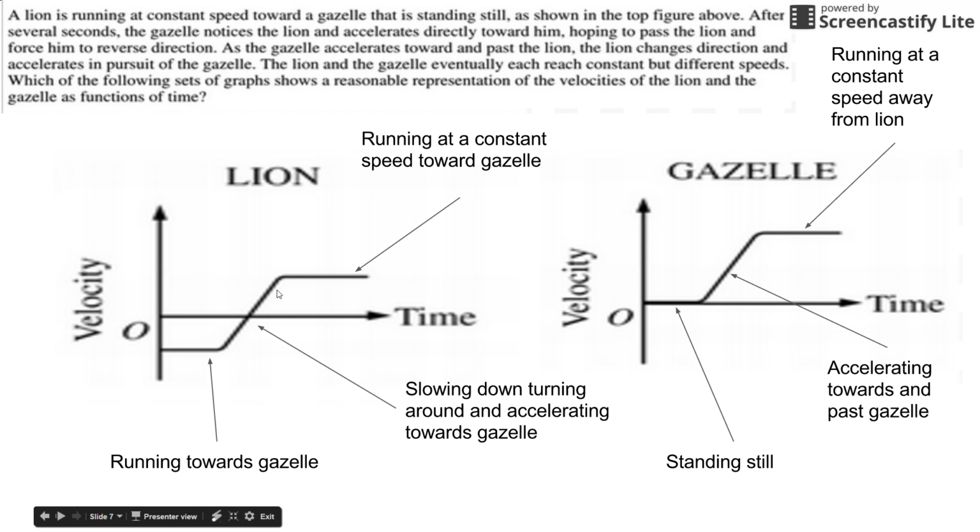And then over here for the gazelle, we have the beginning. At the same time, the lion is running towards the gazelle. The gazelle does not notice. And then the gazelle notices and accelerates towards and then past the lion. And over here the lion sees the gazelle running towards it, slows down, turns around. And at the end, the lion and the gazelle are running at constant speeds. We can see the lion is running much slower than the gazelle.